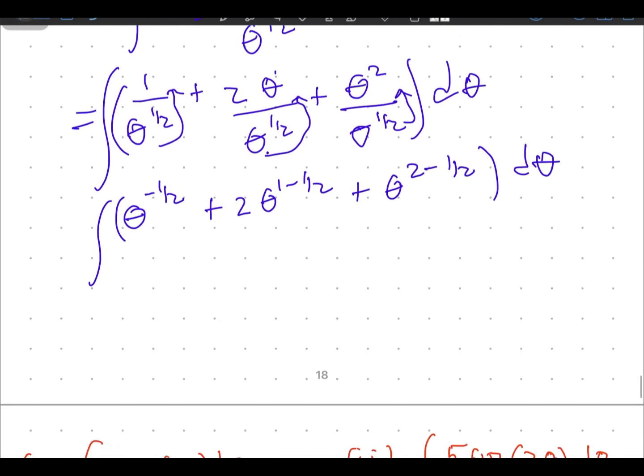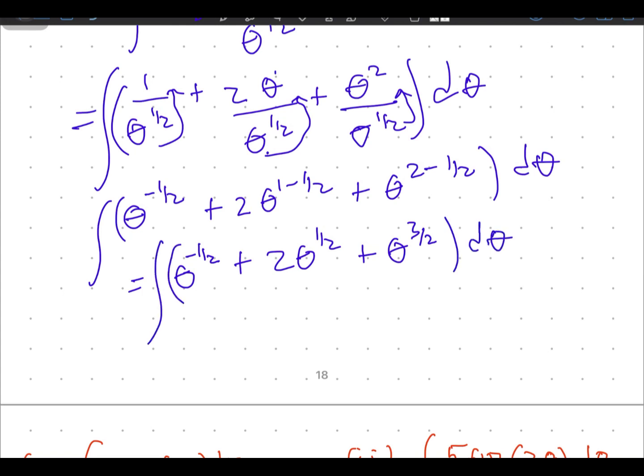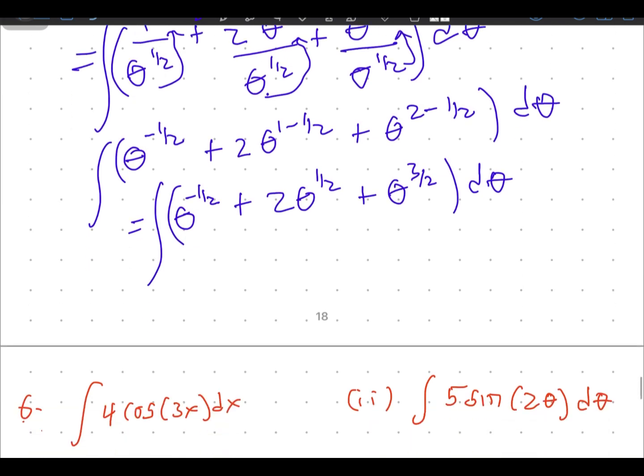The d theta, and then at the end I have theta to the negative 1 over 2, plus the 2, and then theta to the 1 minus 1 over 2 gives us theta to the 1 over 2, and then plus theta squared over theta to the 1 over 2, which is theta to the 2 minus 1 over 2, which is actually theta to the 3 over 2. Yeah, 3 over 2 d theta. So 3 over 2 d theta, and now I think you are set to integrate it.